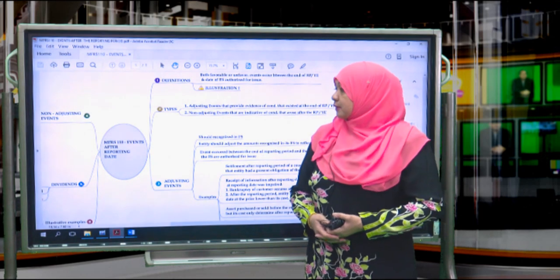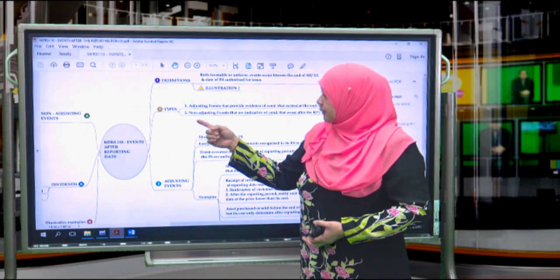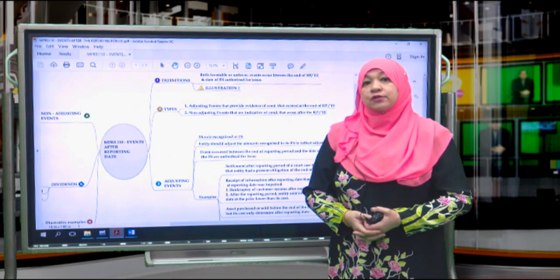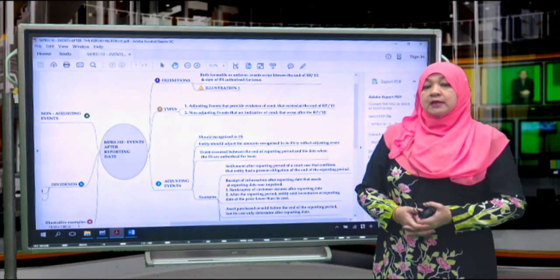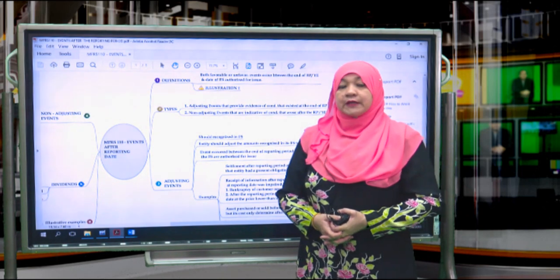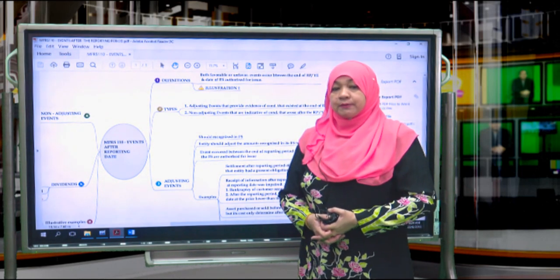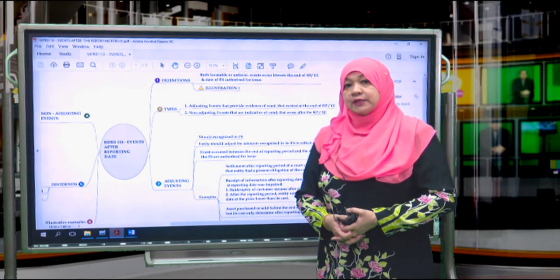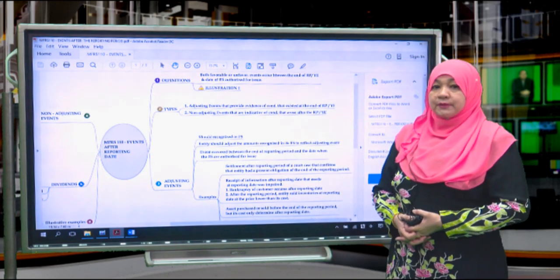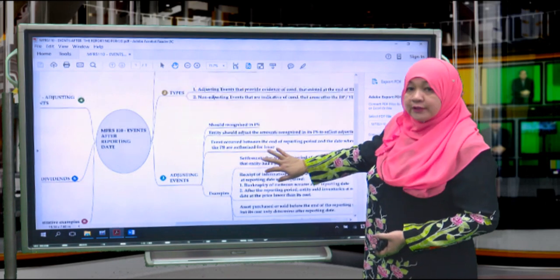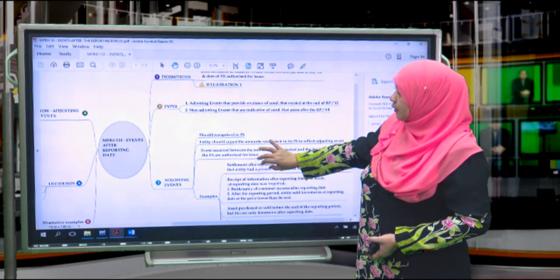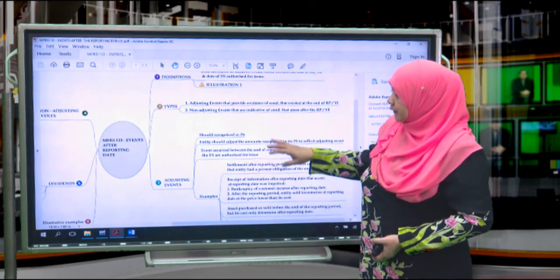Consider the term here, non-adjusting. So even though these events happen within the period after the financial year end, before the directors issued the financial statements, they may not need to be adjusted. We're going to look into detail, one by one, at the types of events.